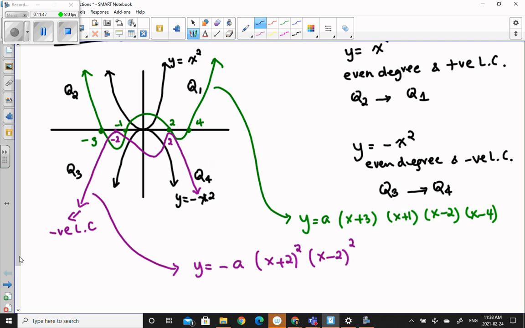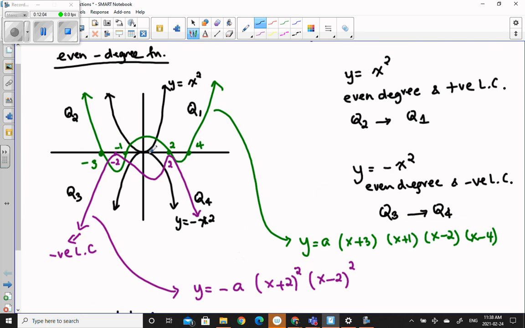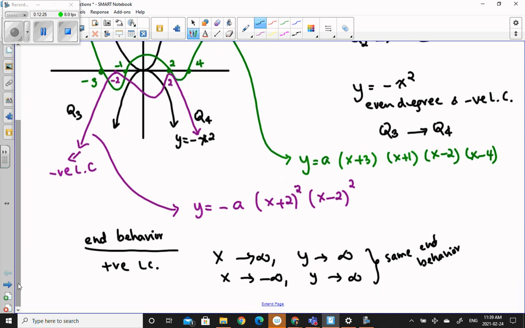What is the end behavior of these even degree functions? Let's look at the end behavior. So if it is a positive leading coefficient, what is the end behavior? Well, when x becomes more positive, as you can see here, for y equals x squared, y also becomes more positive. And as x becomes more negative, which is on the other side, y is still becoming more positive. So both of them are y leading to positive infinity. So it's the same end behavior, right? Because both y values are approaching positive infinity.